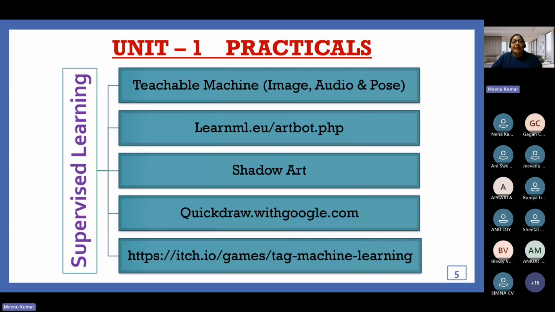Just make them do some games. These are the practicals that I do in my class. So you have the Teachable Machine, then you have an art bot which uses supervised learning as well as it has a game on reinforcement learning. Shadow Art by Google is a wonderful game that students can play. And Quick Draw you already know about.